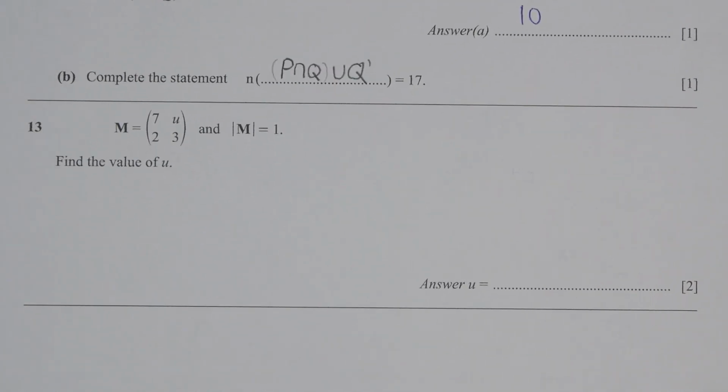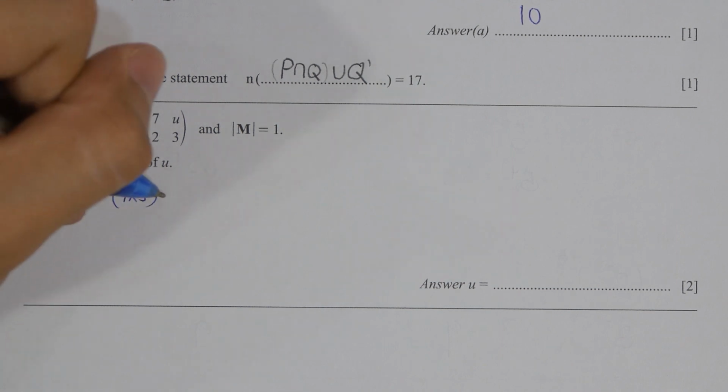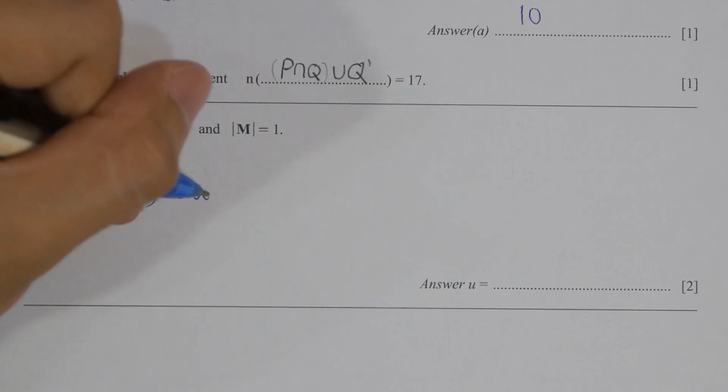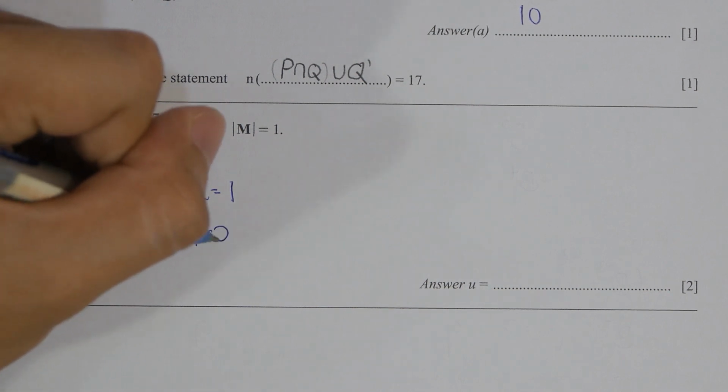But for question 13, simply take 7 times 3 minus 2 times u equals to 1. So by running a calculation, you will get u's results as 10.